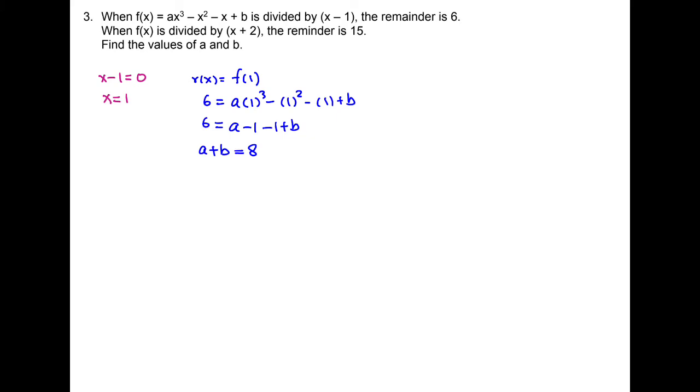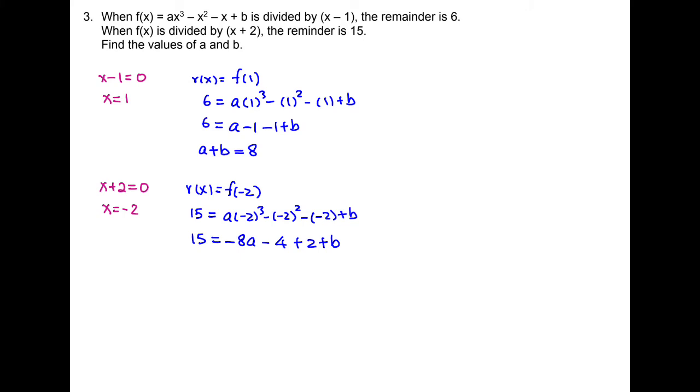Next, we let the divisor x plus 2 equal to 0. Then we know x equals negative 2. Using the remainder theorem again, we know the remainder will be f at negative 2. But this time, we know the remainder is 15. So 15 equals f at negative 2. We put the negative 2 into the x in the function f(x). Let's expand and simplify. Now we get 8a minus b equals negative 17. Now we can generate a system of two equations that's labeled equation 1 and equation 2.